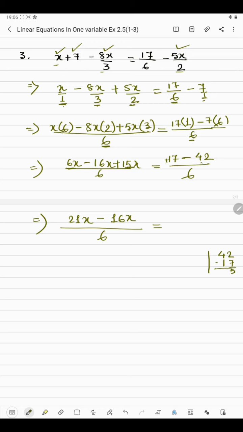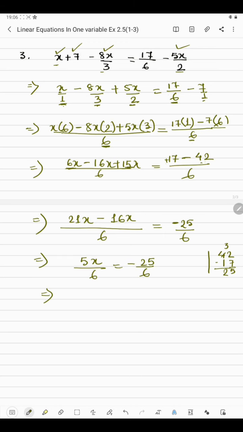So if you subtract these two, what will you get? 7 from 12 is 5, so 4 will be 3, so 1 to 3 is 2. So we have got 25, right? Now what will be the sign here? Here see 42 is greater than 17, and the sign of 42 is negative, so here will be negative sign, and the denominator will remain same, which is 6. Now 21x minus 16x is 5x divided by 6 is equals to minus 25 divided by 6.